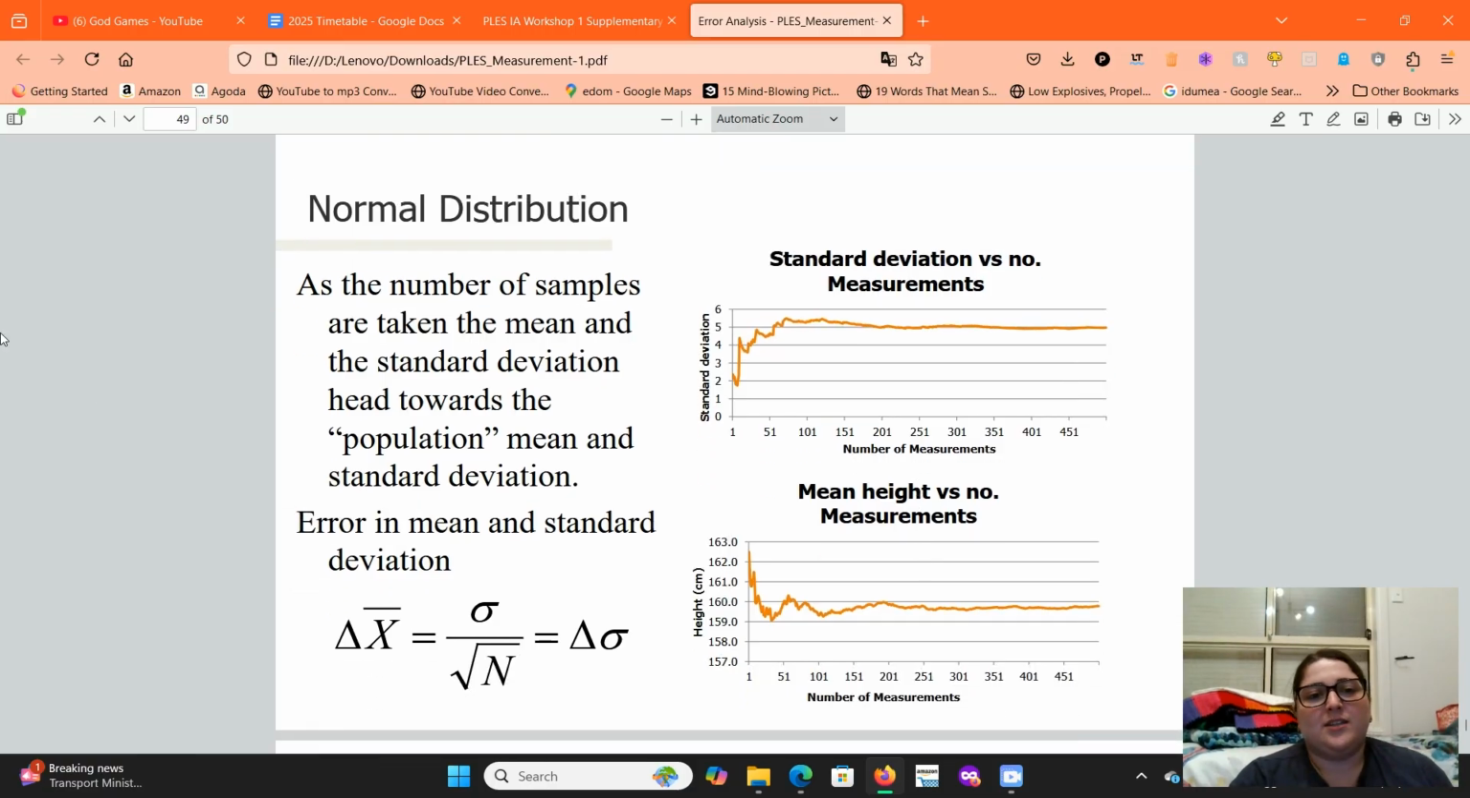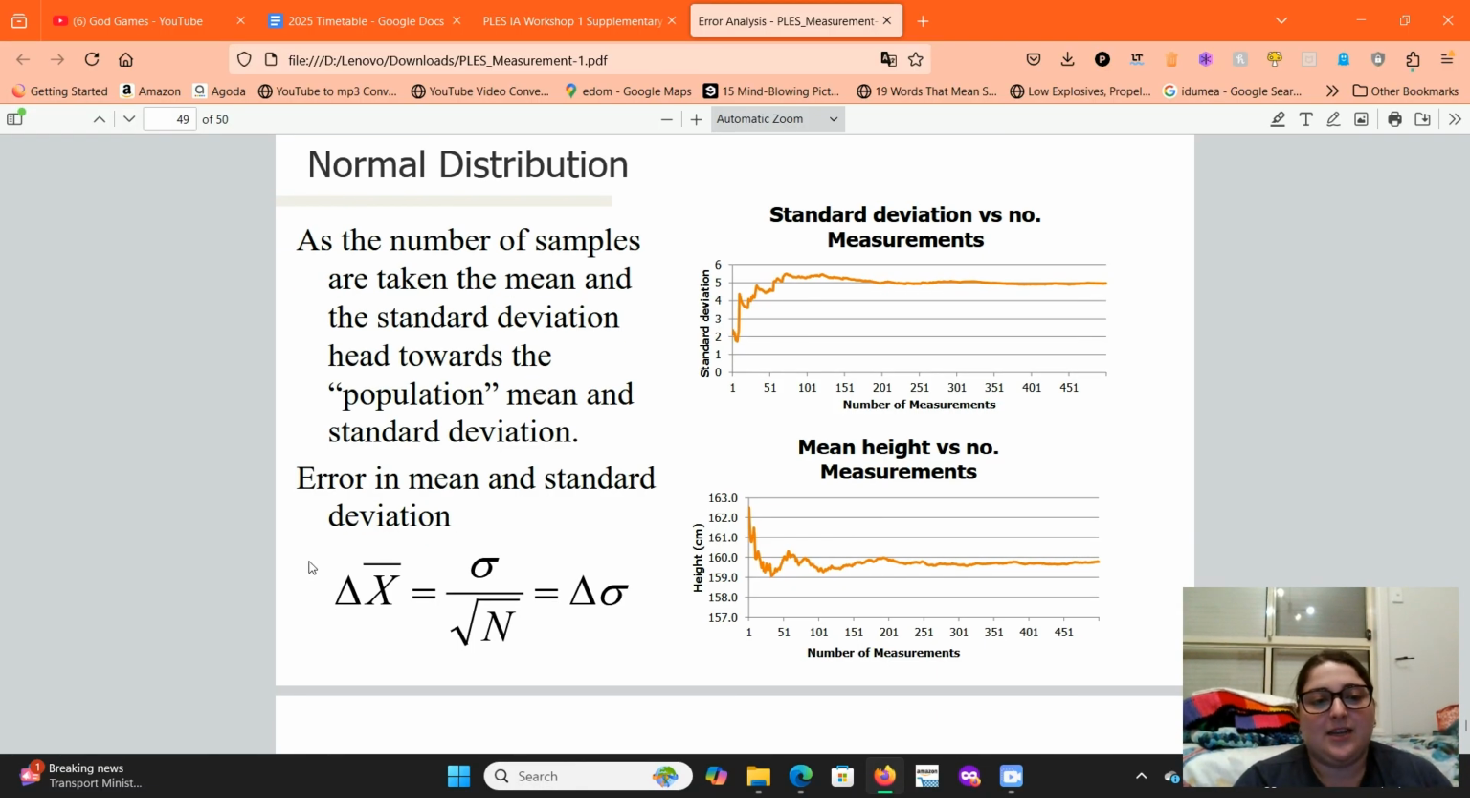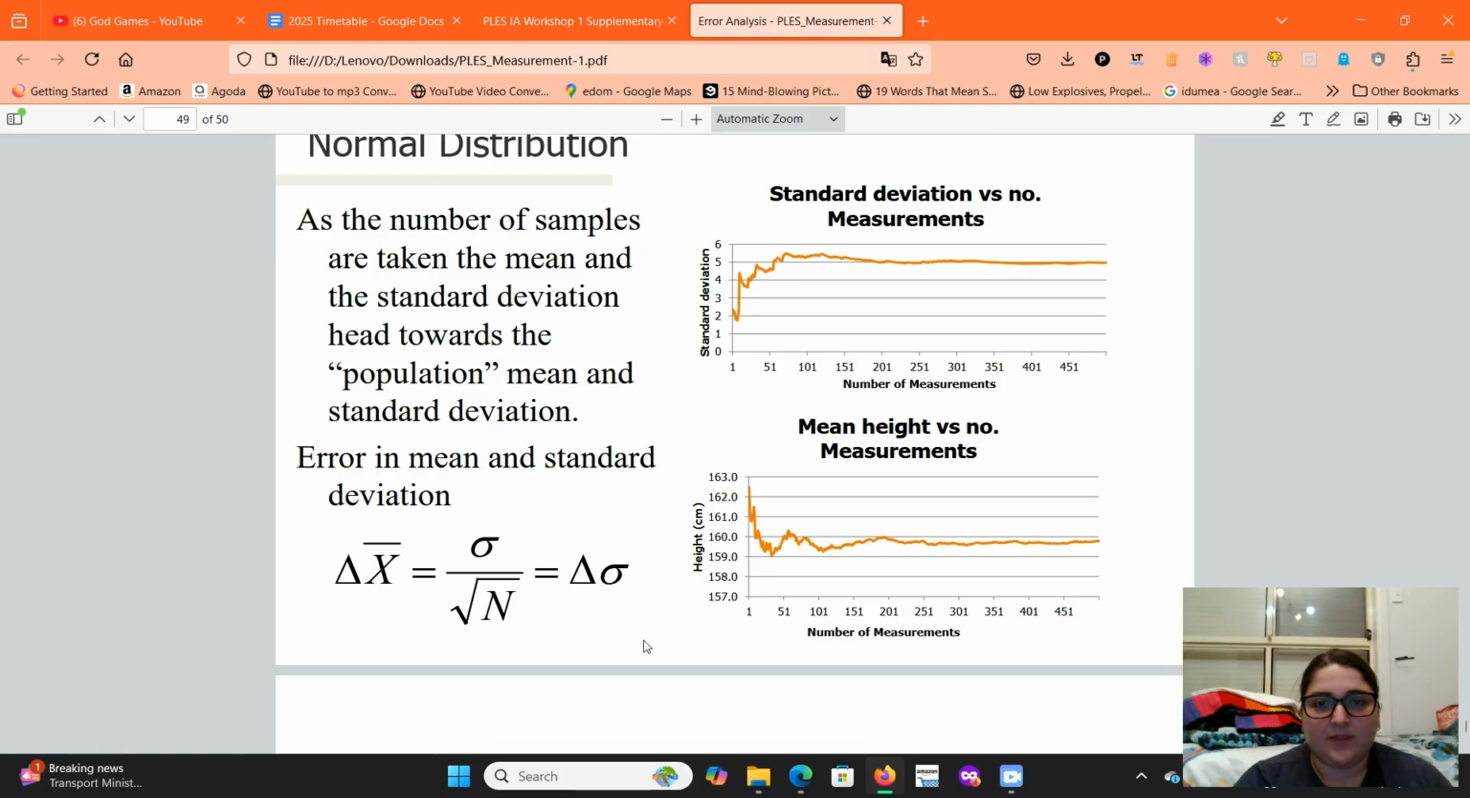Alright, normal distribution. As the number of samples taken increases, the mean and the standard deviation head towards the population mean and standard deviation. Error in the mean and standard deviation is calculated using this formula here. Once again, much more of a maths thing. We don't really touch this in physics. Okay?